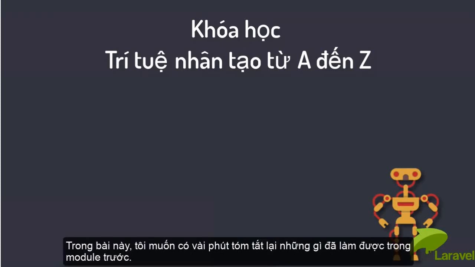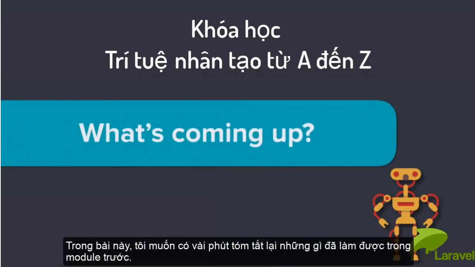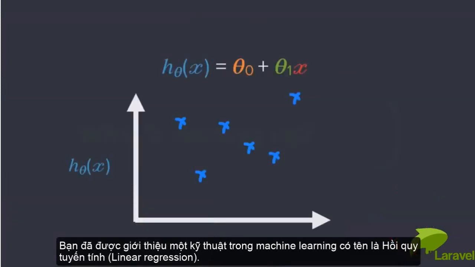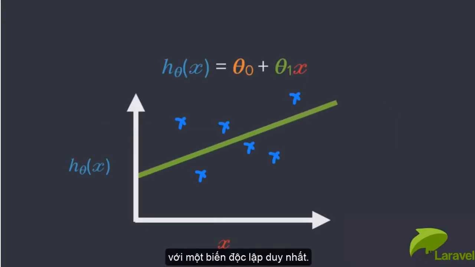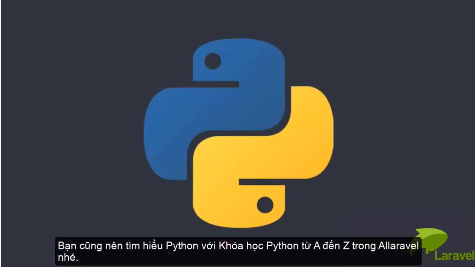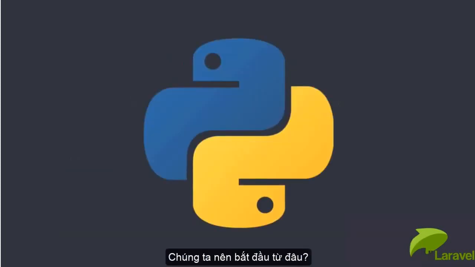In this lesson, I want to take a brief minute to talk about what we're going to do in this section. So far, we've covered one machine learning technique, namely linear regression, and this was with one variable only. And also, we worked through the fundamentals of the Python programming language. So where do we go from here?